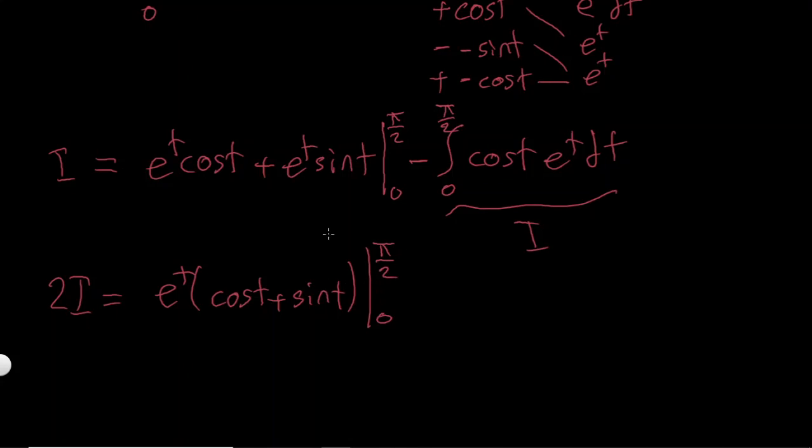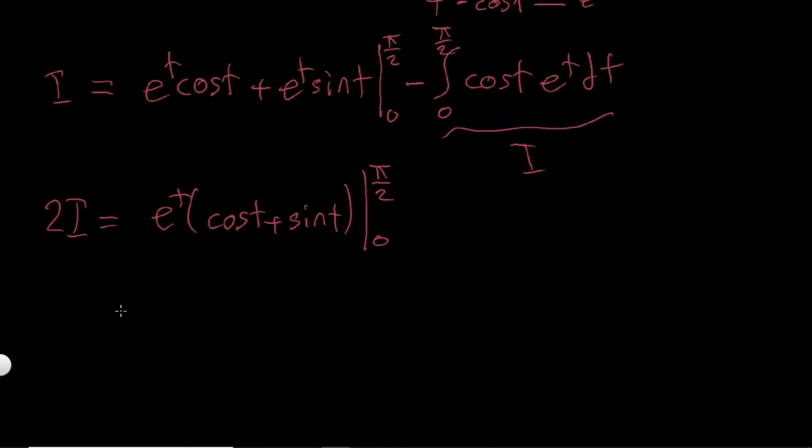So if I just put all of them in, if I put pi over 2, I get e to the pi over 2 times cosine pi over 2, which is equal to 0, plus sine of pi over 2, which is 1. So it's just 0 plus 1. And when I put 0, e to the 0 is equal to 1, and cosine of 0 is also 1, sine of 0 is equal to 0, so I have minus 1. So this is equal to e to the pi over 2 minus 1.